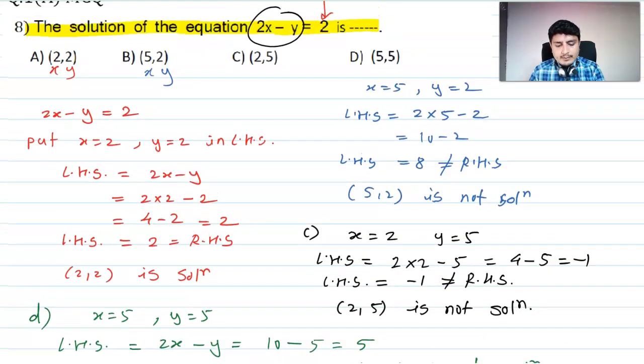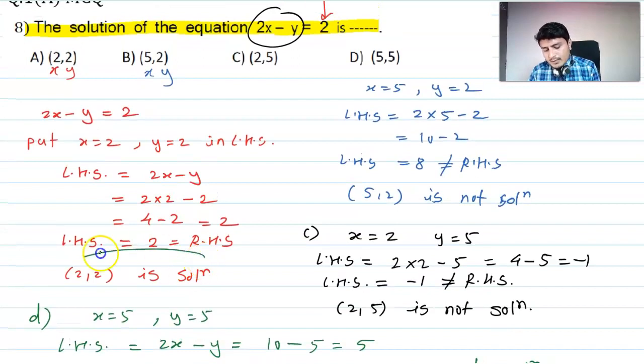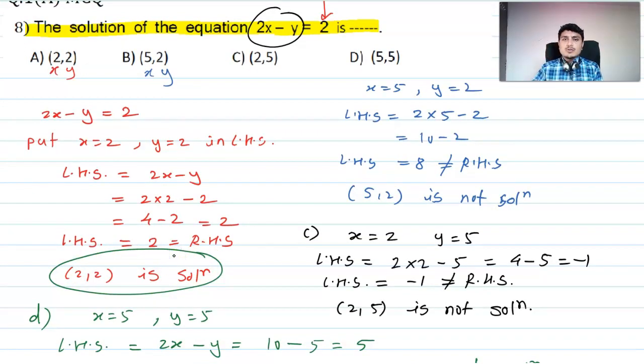So which is the solution of the given linear equation in two variables? That is 2 comma 2. So our choice code A is the correct choice code, that is 2 comma 2.